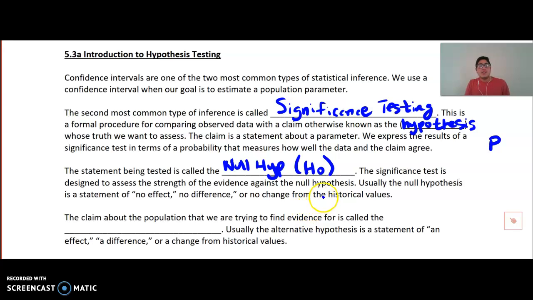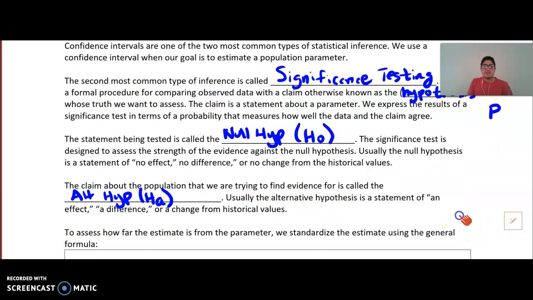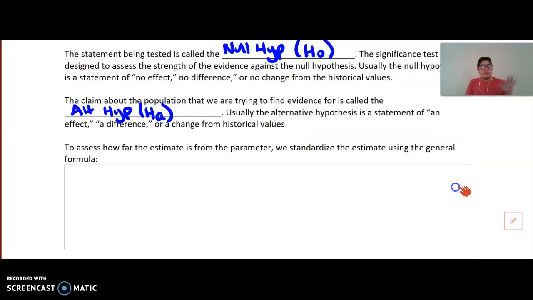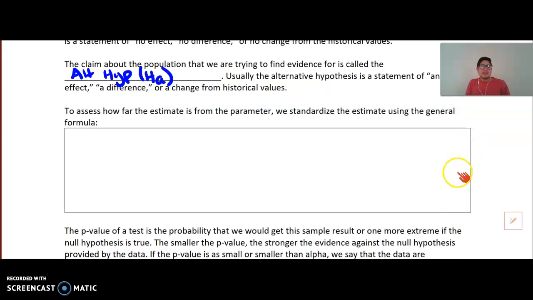Now, the claim about the population which we are trying to find evidence for is called the alternative hypothesis. So we have the H0 and we have the HA. Now, usually the alternative hypothesis is a statement of an effect or a difference or a change that exists from historical values. So the H0 is what we believe is true, the HA is what we're trying to find evidence for. Now, in order to assess how far the estimate is from the parameter, we standardize the estimate using the general formula. Now, you just saw standardization. The only way that we've learned to standardize so far is a z-score. And so this idea is going to kind of trickle in through the rest of this unit.